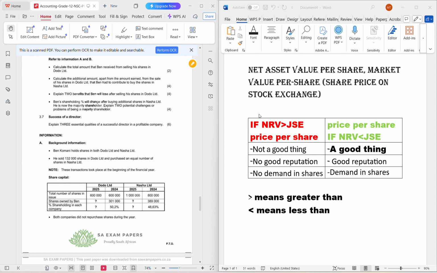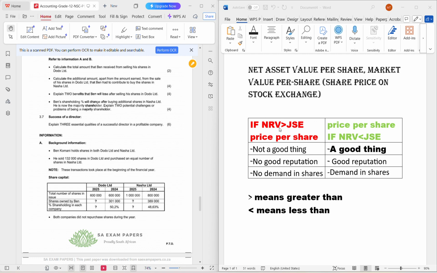NAV stands for net asset value per share. Take it as the amount that a share is worth in your books, maybe in your balance sheet. And the JSE market price per share is a fair value. It is the amount you would pay to get one share today. That's the current price of shares.